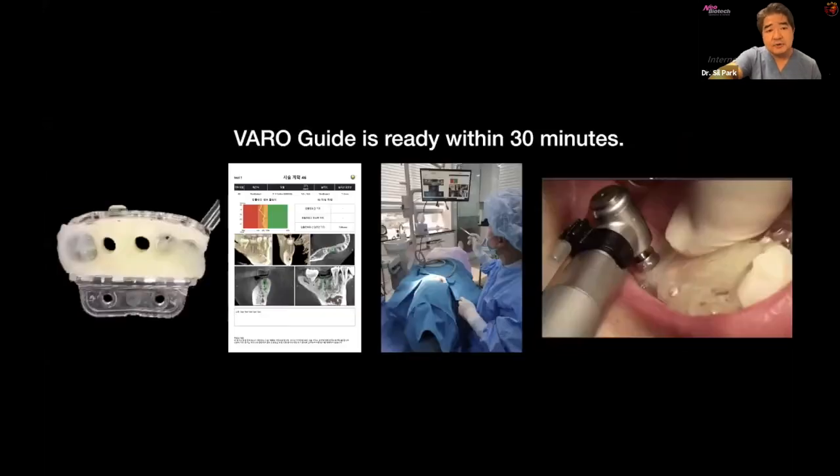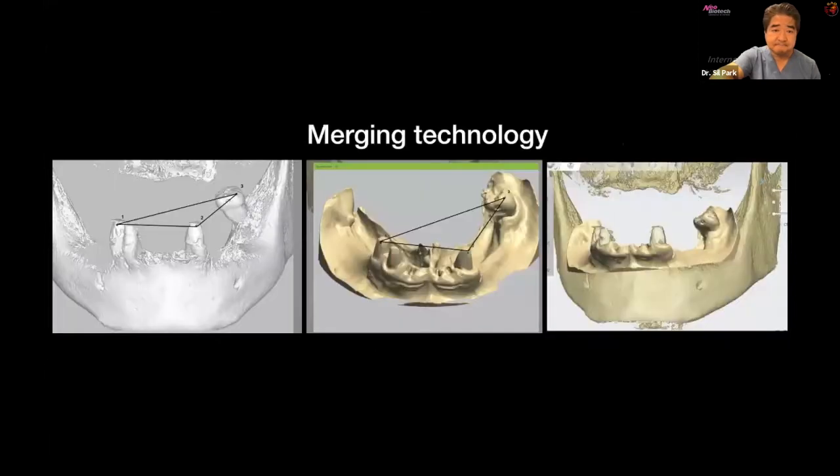Then we're going to use a barrel guide. Once the barrel guide is ready, as you can see those holes, the sleeve is ready. And also the program itself creates those surgical reports, as you can see in the middle. And then you're going to do the surgery like that.